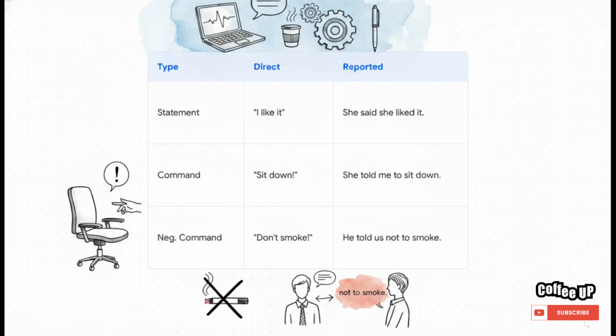Now, let's contrast a simple statement with an office command. This is a totally different beast. When someone gives a direct order, like your boss saying, "Sit down," or "Call the supplier," we completely drop the tense change. No backshifting here. Instead, we grab a reporting verb like told with a direct object and follow it straight up with the infinitive form using to. So "sit down" just becomes she told me to sit down. Easy, right? And for a negative command like "don't smoke," it simply becomes he told us not to smoke.